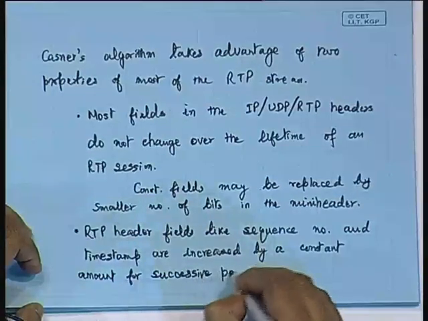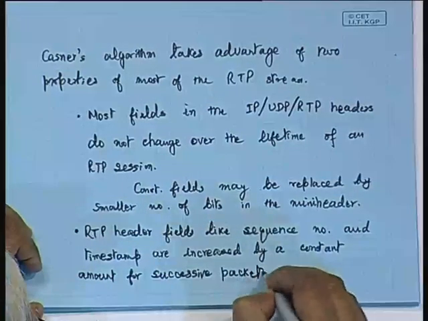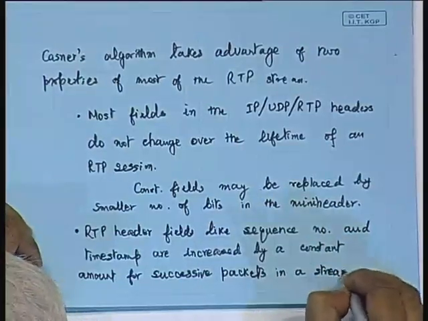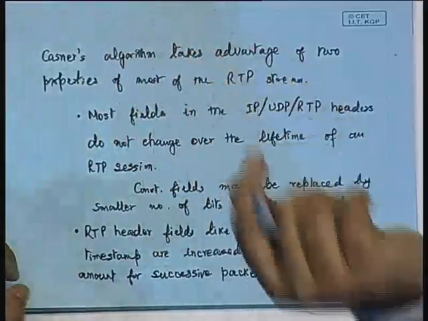For successive packets in a stream. Now, when I say packets in a stream, I mean the same source ID and the same destination ID. Means if it is source 1 sending to destination 5, after that in the multiplex we may be having source 2 sending to 6, 3 sending to 2, 4 sending to 10, like that it can happen.